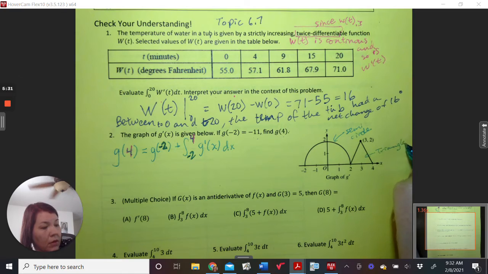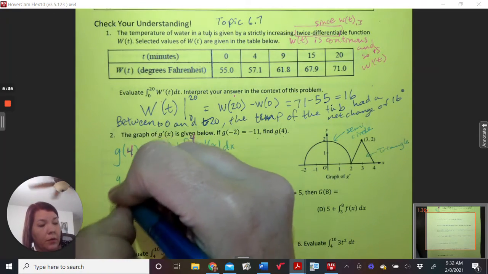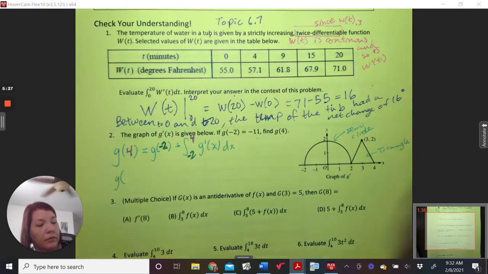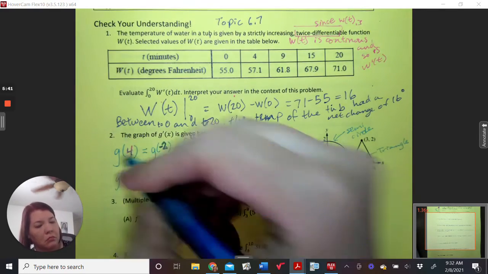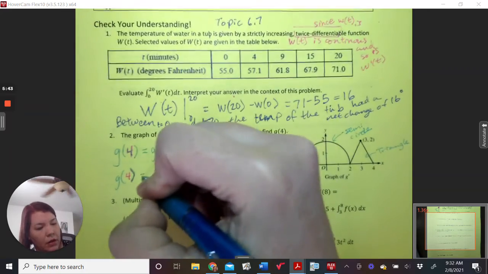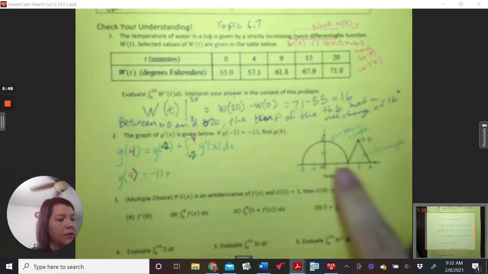So all I need to do is find the area and add it to this. So what I'm going to get is g of 4. G of 4 equals g of negative 2, which was negative 11, plus the areas.